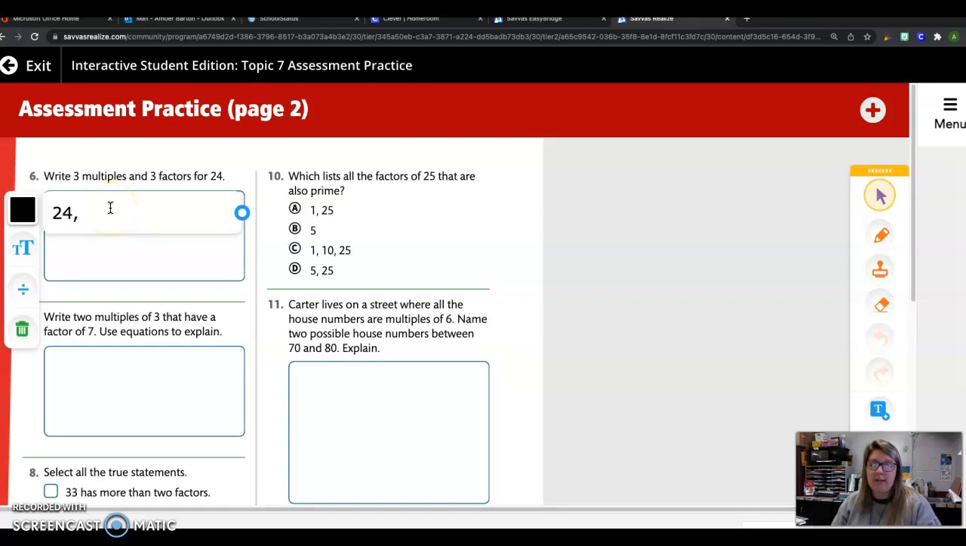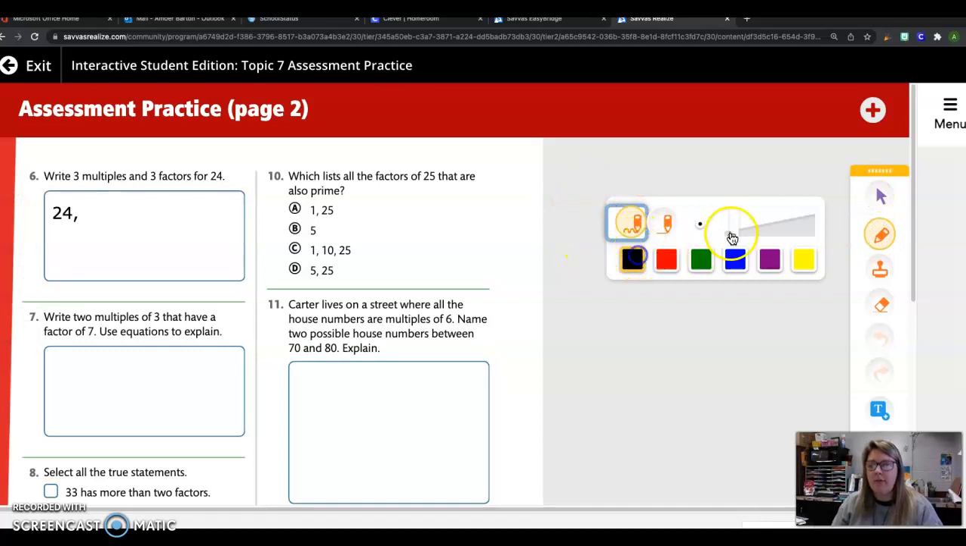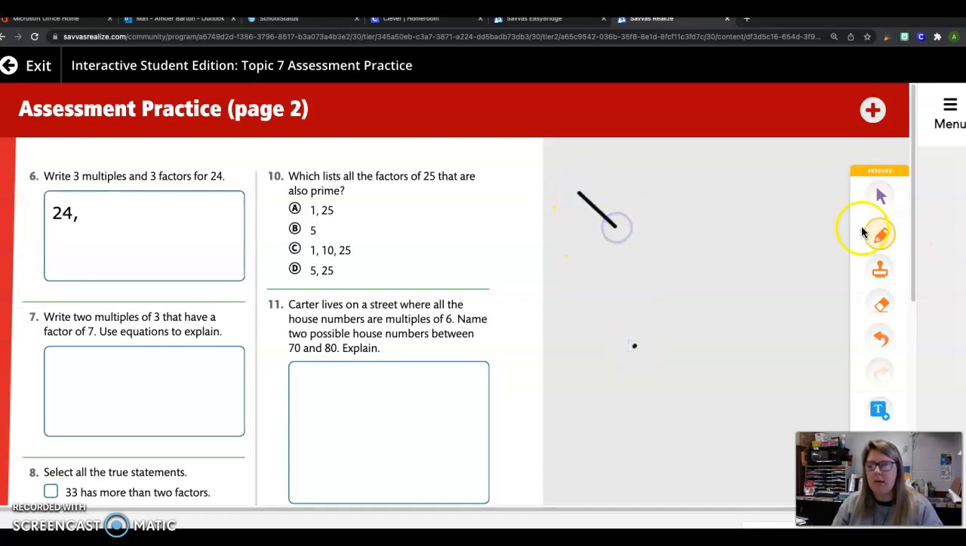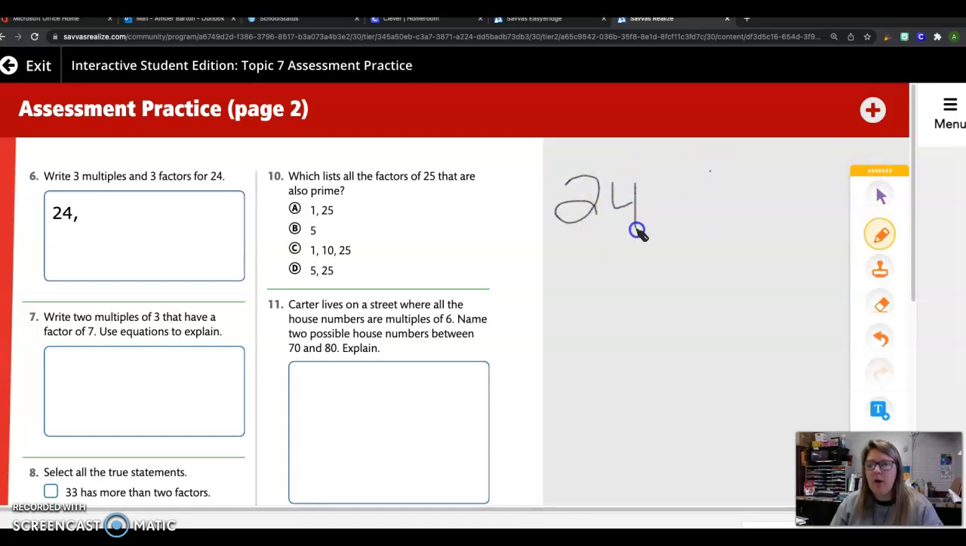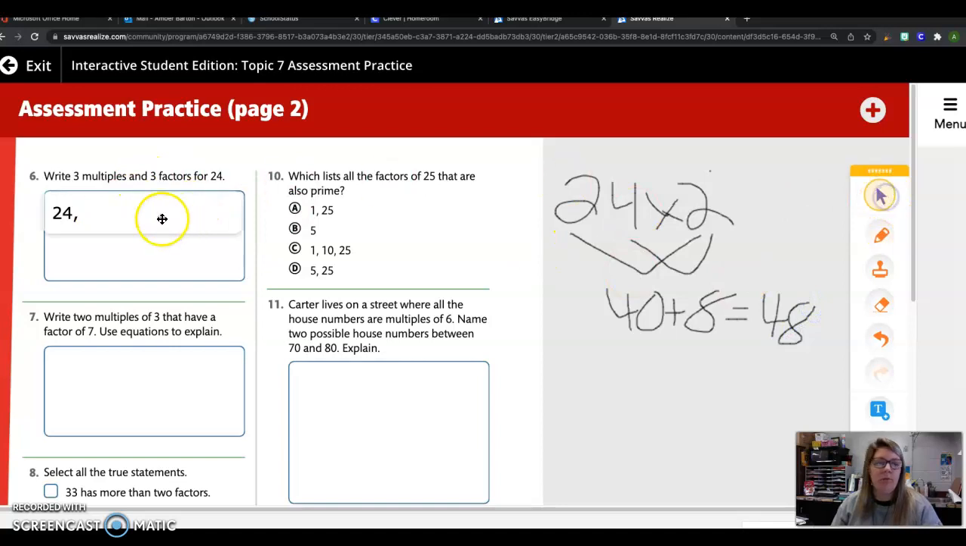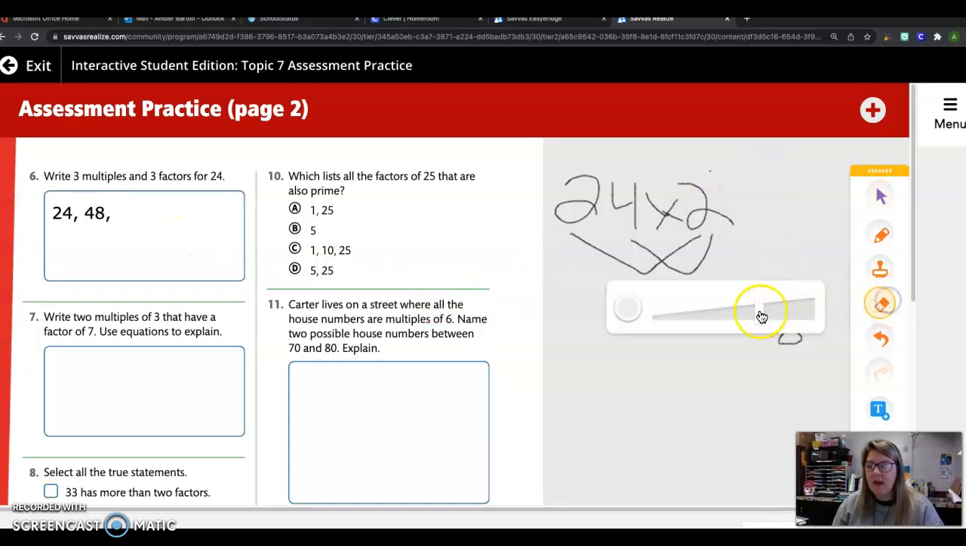What about 24 times 2? That's what we're trying to figure out, right? So I could come over here to the side and do 24 times 2. I know that 2 times 20 is 40. 4 times 2 is 8. So 40 plus 8 equals 48. So this is the next multiple in my group.